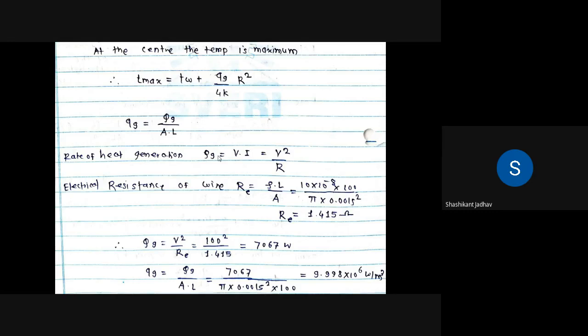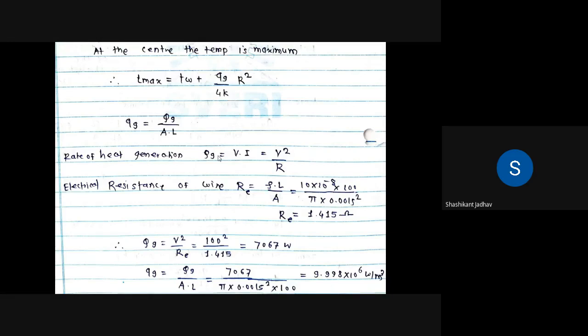V is equal to IR. What is Ohm's law? V is equal to IR. So instead of I, we have to write down V by R. So therefore the equation becomes V square by R. Okay. But we don't know the value of resistance. So there is another formula to calculate the resistance, that is the electric resistance of the wire. R is equal to rho into L divided by area.